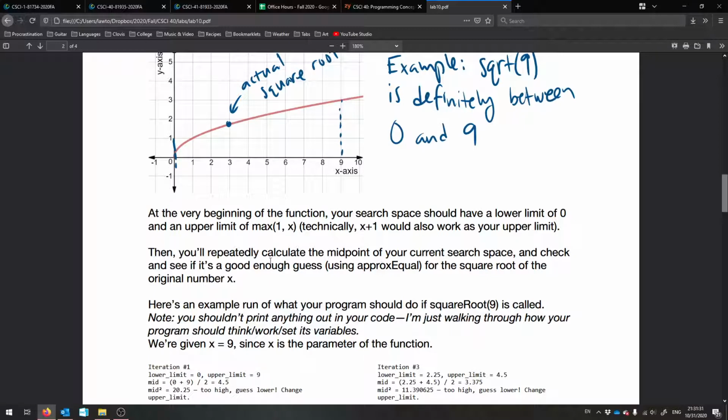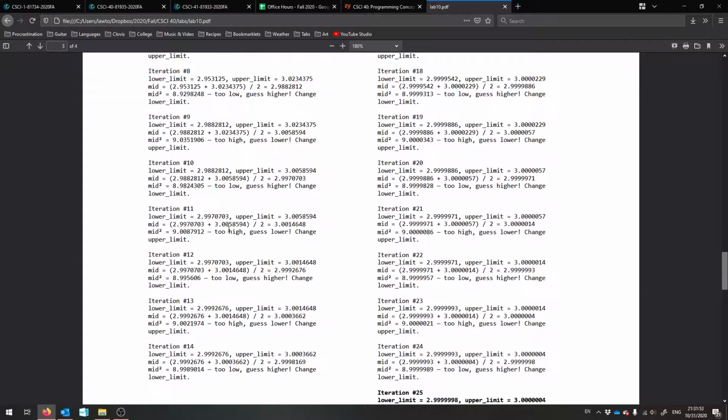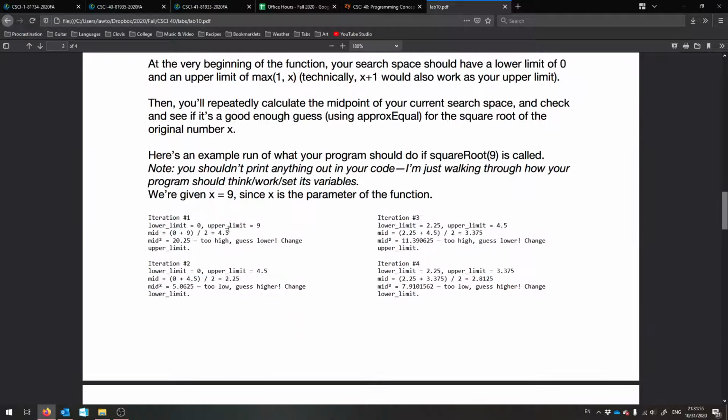You're going to keep on guessing and seeing if your guess is good enough. The midpoint of your search space is your guess. Here, I have taken my solution and coded up some cout statements inside of it to show you exactly how your program should think once you've implemented it correctly. Use all of these lines to help you get to the right answer. From the beginning, we start out with a lower limit of 0 and upper limit of 9, pretending that we're called with 9.